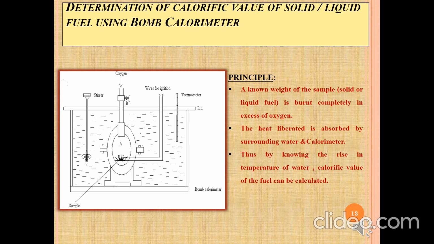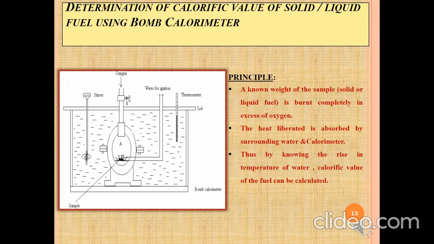So let me start with the principle of bomb calorimeter. A known mass of the sample, it may be a solid or a liquid fuel, is burnt completely in excess of oxygen inside the bomb calorimeter. The liberated heat is absorbed by the water and the calorimeter. Heat lost by burning the fuel is heat gained by the water and calorimeter. Thus, by knowing the rise in temperature of water, calorific value can be calculated. So this is the basic principle behind the bomb calorimeter.